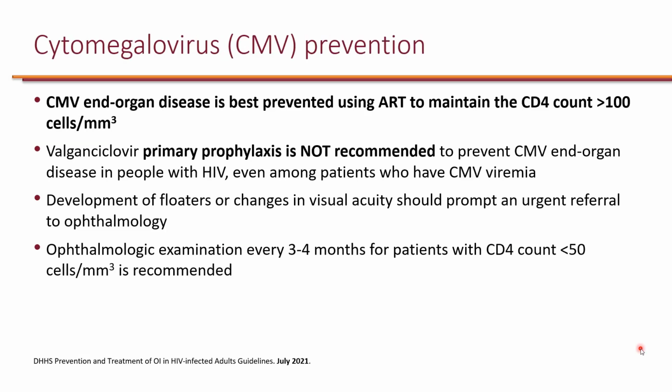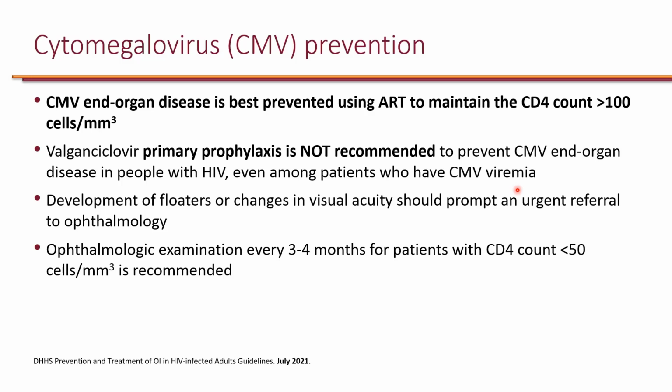Now for prevention of CMV, the DHHS guidelines state that CMV end-organ disease is best prevented using ART to maintain a CD4 count of at least 100. In fact, they say that primary prophylaxis, often with valganciclovir, is actually not recommended to prevent CMV end-organ disease in people with HIV, even among patients who have CMV viremia.